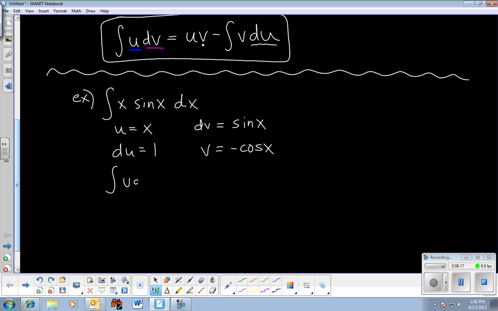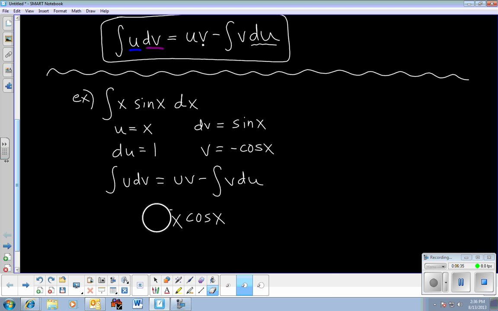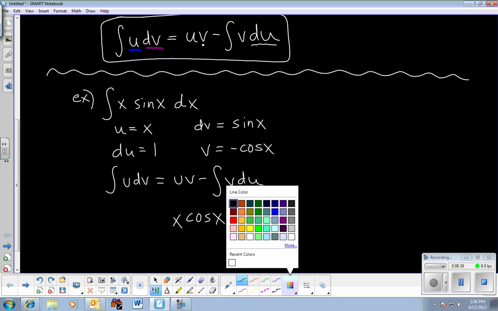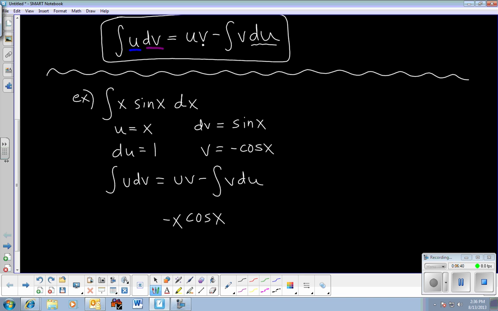I'm going to write it again. So, uv would be x times negative cosine x. I'm just going to put the negative out front. Negative x cosine x minus the integral of v du. V times du is 1 times negative cosine x. All right? So notice, whenever you go through the first step, you're still left with an integral.